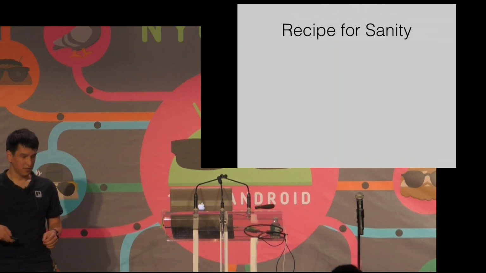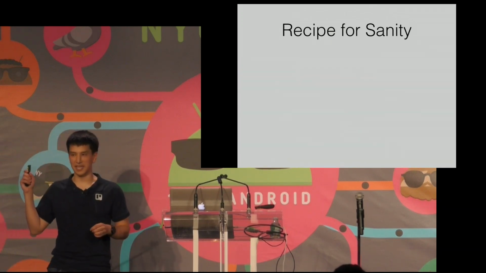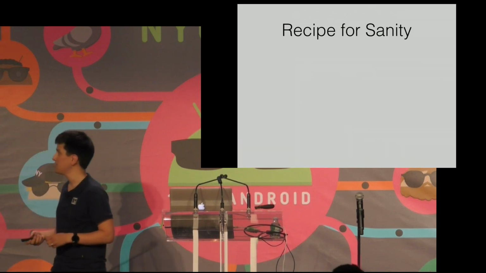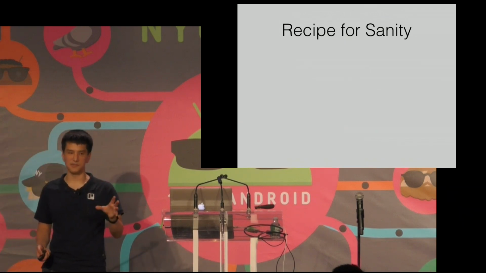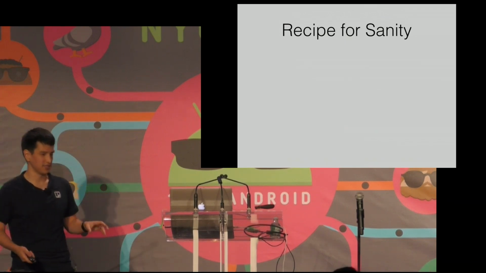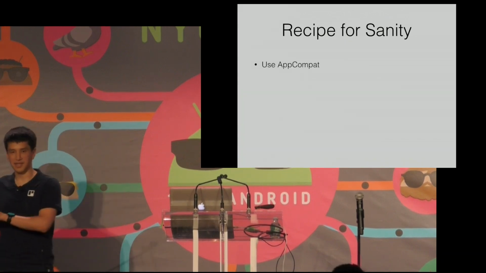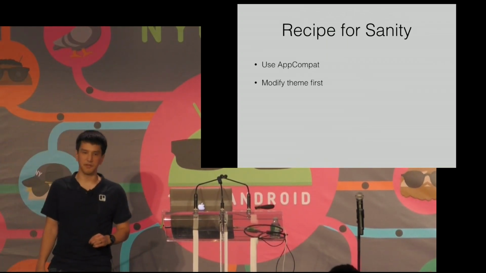So I've gotten to the point now where I want to talk about my recipe for sanity. So we get to this point of the talk, great. I haven't taken way too much time, and I can give you a basic outline for how I attack styles and themes on Android before I get into some more advanced things. So the first piece of advice, use AppCompat, blank slide. Second piece of advice, try to modify the theme first whenever you're doing something.